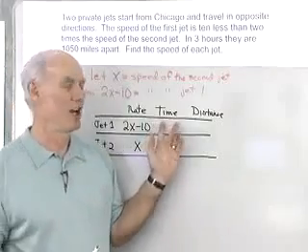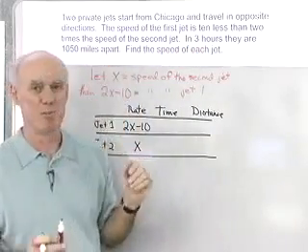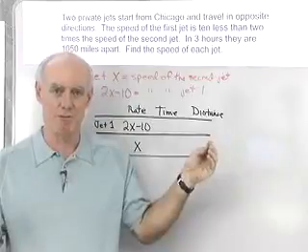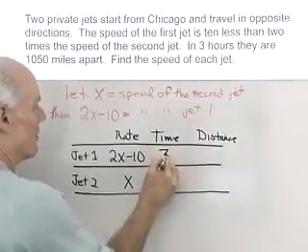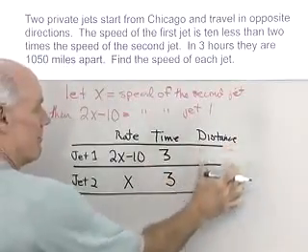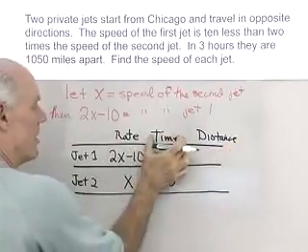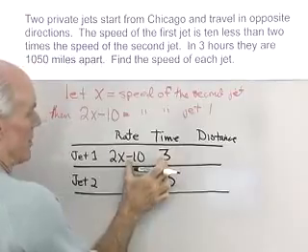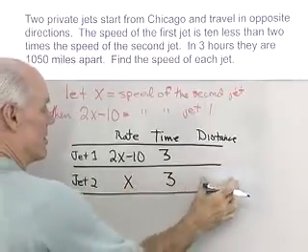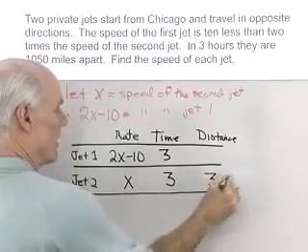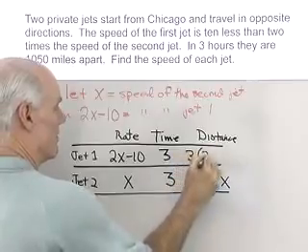Now I want to say, well, how long have they been traveling? According to the problem, in 3 hours they are 1,050 miles apart, so they take off at the same time. They travel for 3 hours, so the amount of time that's gone by for each jet is 3. I'll write 3 hours for each one. Now, to fill in the distance column, I use the fact that distance is equal to rate times time. If I multiply these two expressions together, I'll get the distance that jet 1 traveled, and if I multiply these two together, I'll get the distance that jet 2 traveled. So jet 2 traveled a total distance of 3x, and jet 1 traveled a total distance of 3 times 2x minus 10.